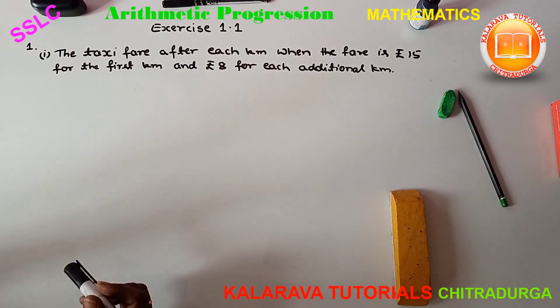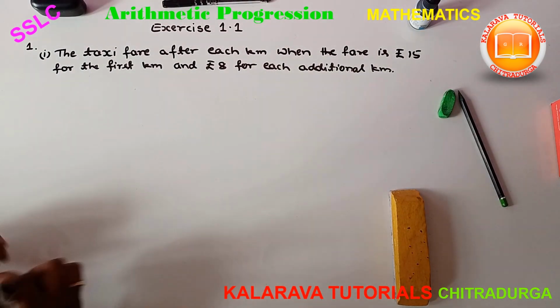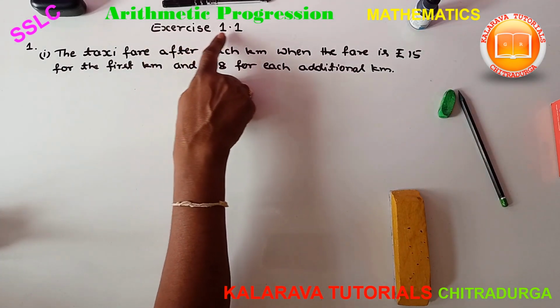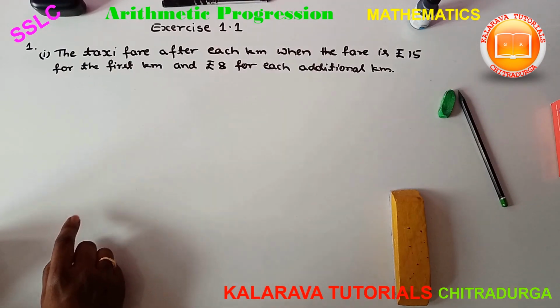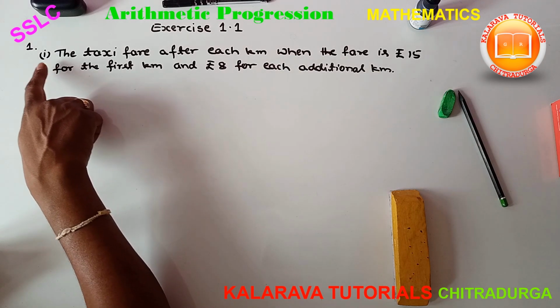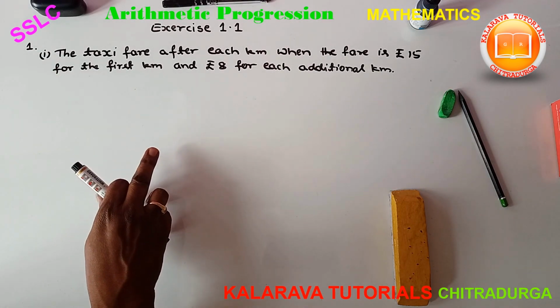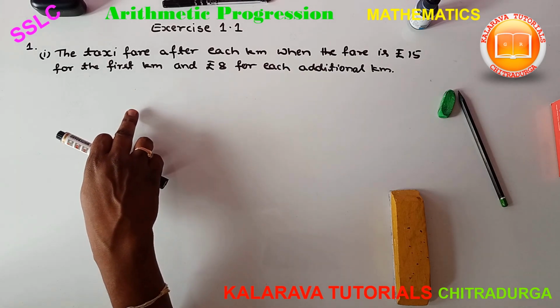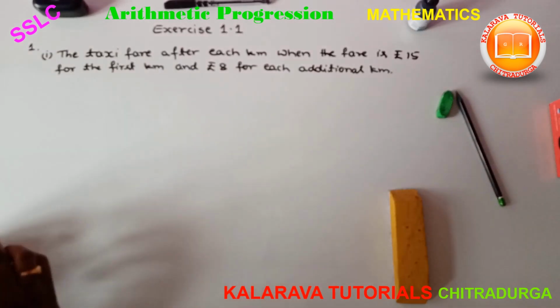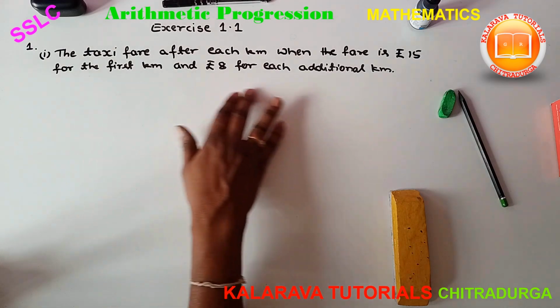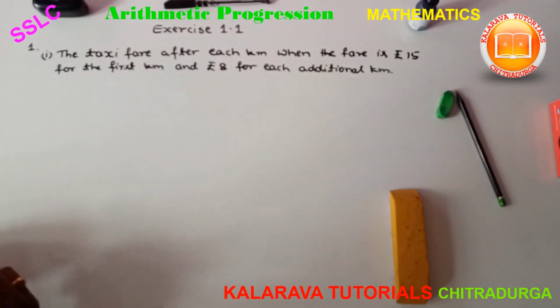the nth term of the arithmetic progression. In this one, this is the problem taken from Exercise 1.1, 10th standard, arithmetic progression. In the first problem, they ask us to find out whether the list of numbers involved makes an arithmetic progression or not. So now we have to convert this into a series of numbers.